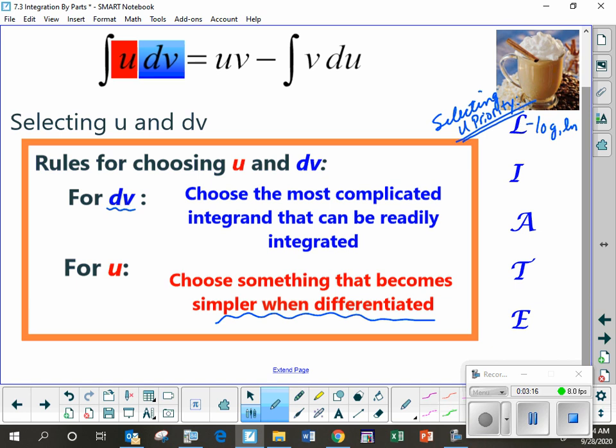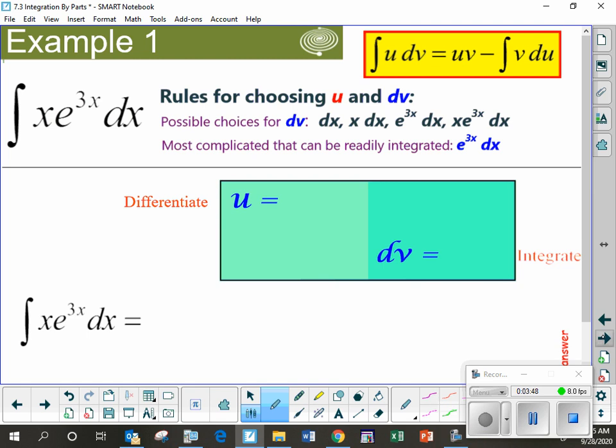I stands for inverse trig functions. A stands for algebraic terms. T stands for regular trig functions, like sine, cosine, tan. And E stands for exponential terms. Okay, so that's kind of our priority for selecting u. That helps a lot when you're doing these.